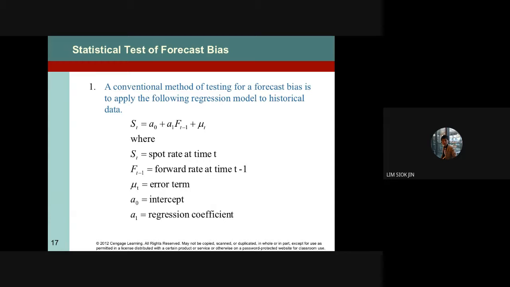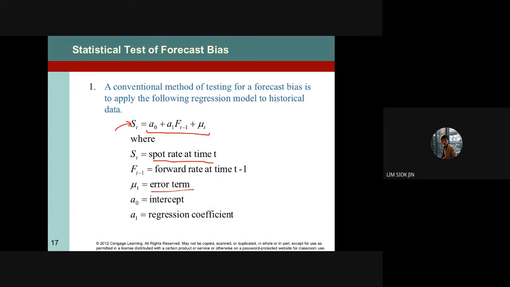To go into more detail, you can actually create a model for testing forecast in comparison with the actual exchange rate. So if ST is the spot rate at time T, how can you forecast? You create a model with all the possible variables that may influence ST. So how to get the spot rate at time T? You need to take A0 plus A1 F T minus 1 plus any possible error.